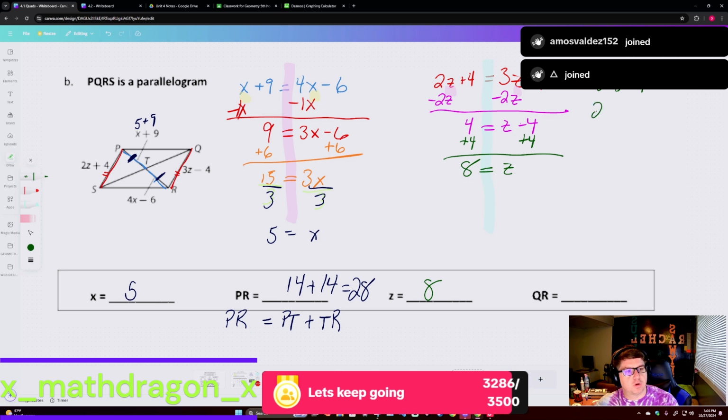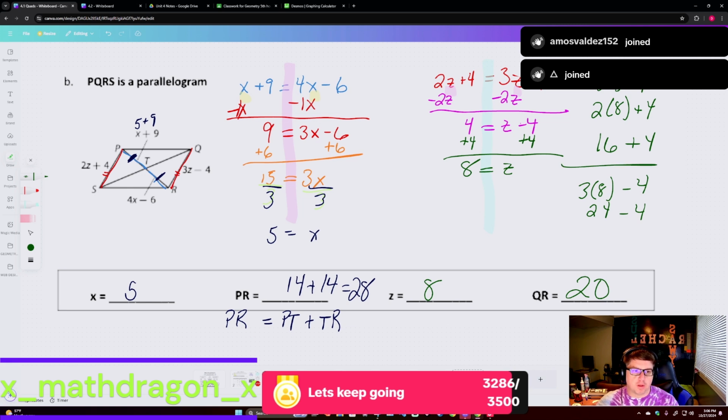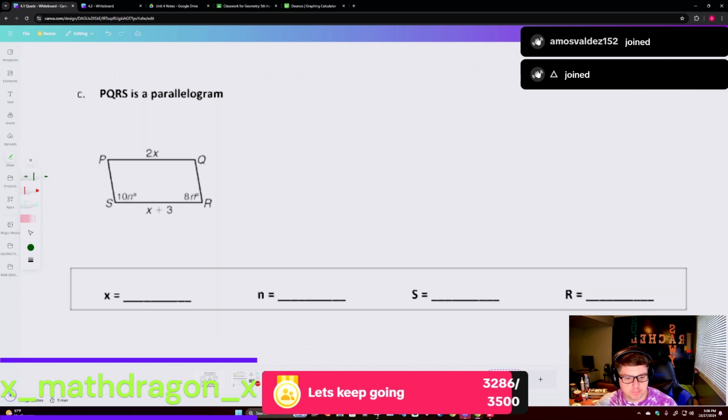2z plus 4, 2 times 8 plus 4, 16 plus 4 is 20. So QR is going to be 20. If you don't believe me, put 3 times 8 minus 4. 24, take away 4, it still gives you 20. So either way you do it, you can plug it into either side that you want. You're still going to get the same answer.